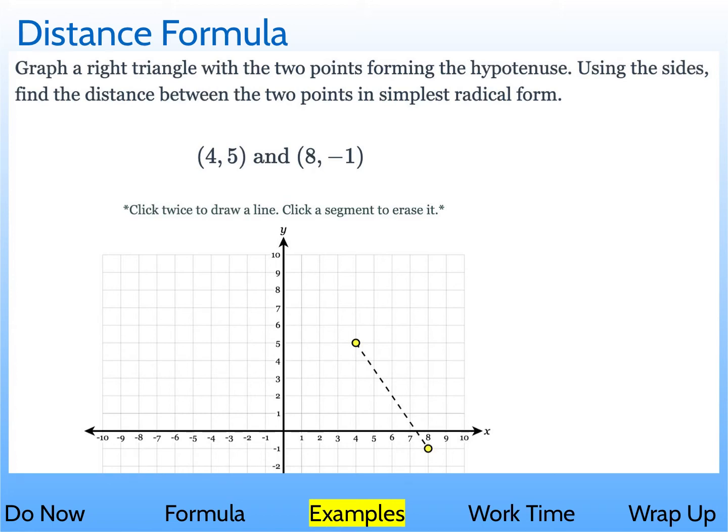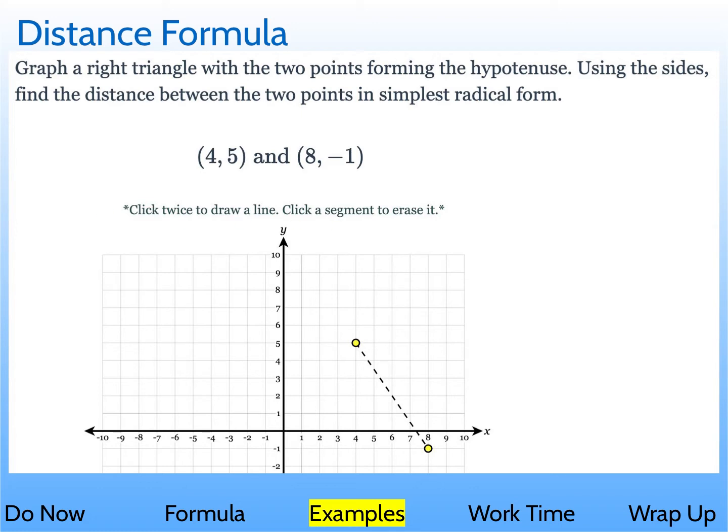Alright, so your assignment today is on Delta Math, and basically they want you to do a little guided thing to actually show the distance formula, but it's not too bad. You have to graph a right triangle, so essentially you either have to make this or you have to make this. And you click twice to draw a line, you click a segment to erase it.